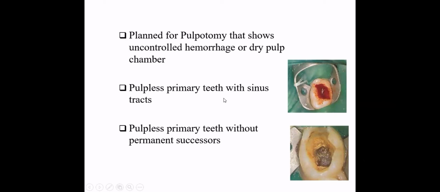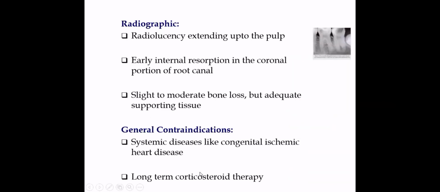Then a pulpless primary tooth with a sinus tract, then pulpless primary teeth without permanent successors. So these are the clinical features where you can do a pulpectomy procedure. Now the radiographic features. Radiographically, the radiolucency is extending up to the pulp. Then early signs of internal resorption of the coronal portion of the root canal. Then slight to moderate bone loss, but adequate supporting tissues. All these are the radiographic features which indicate that you need to go for a pulpectomy procedure.